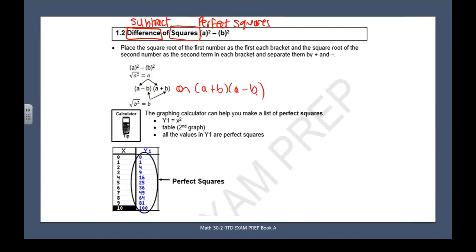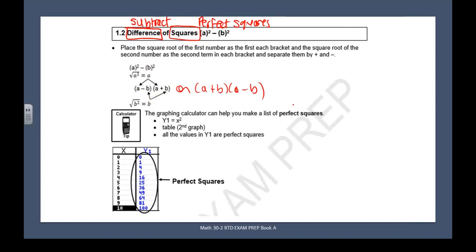Okay, now if you've forgotten what perfect squares are, you can definitely list them in your calculator. You can go into y1 and enter in x squared, and then if you go into your table, it lists out all of the perfect squares. The other option that you can do is just take the square root and see if it's a whole number. So I'll show you that on the next one.